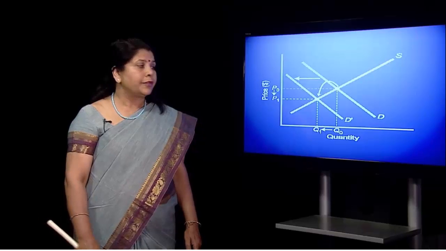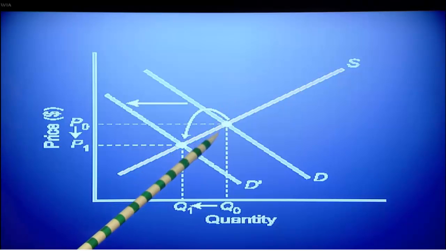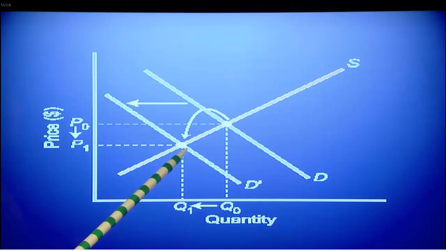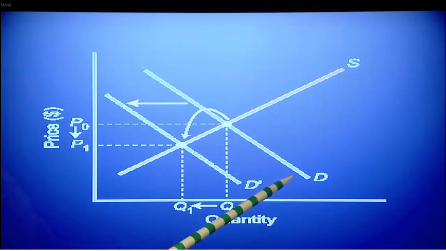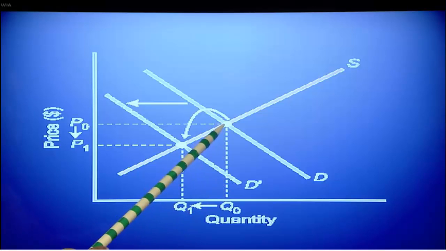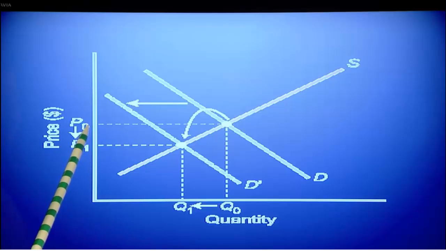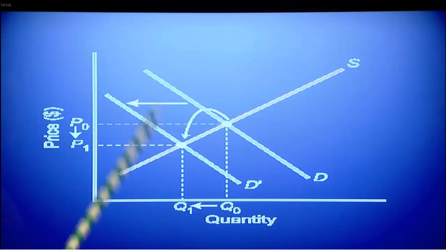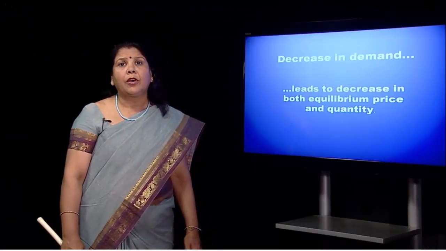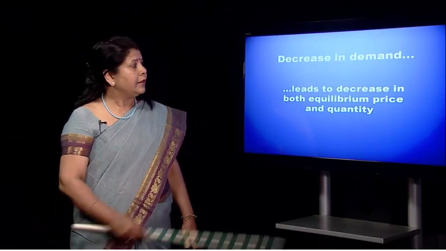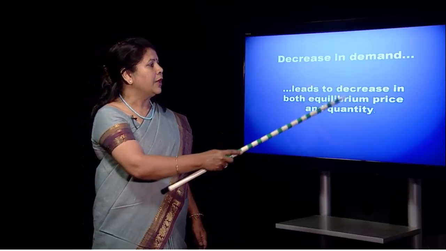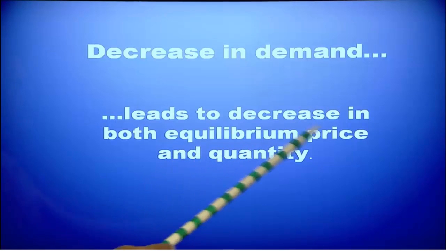Let us take the case of decrease in demand. Here there is decrease in demand, that means an inward shift of the demand curve. As a result of this, equilibrium shifts and price falls from P0 to P1 and from Q0 to Q1. So, the decrease in demand leads to decrease in both equilibrium price and quantity.